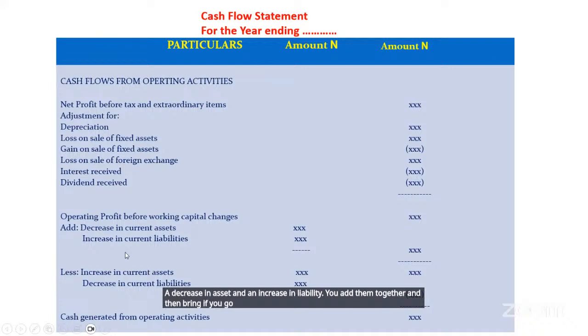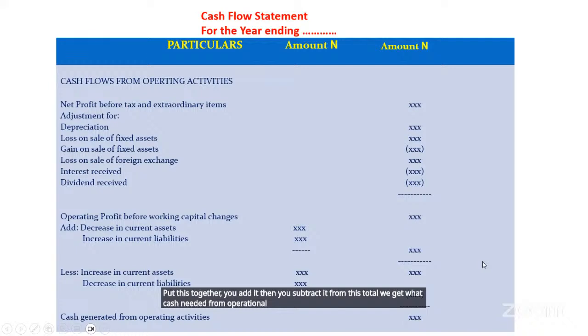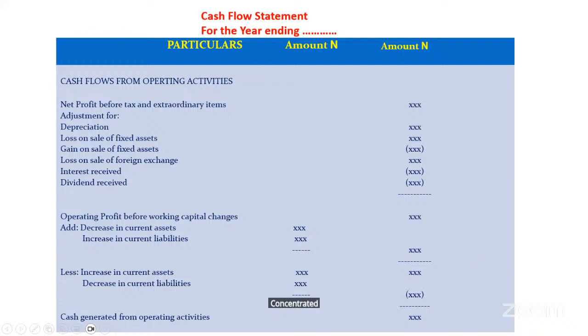Then conversely, in the reverse order, when there's an increase in current asset, you subtract it. When there's a decrease in current liabilities, you subtract it. By the time you do this together, you add it, then you subtract it from this total. You get what? Cash generated from operating activities.